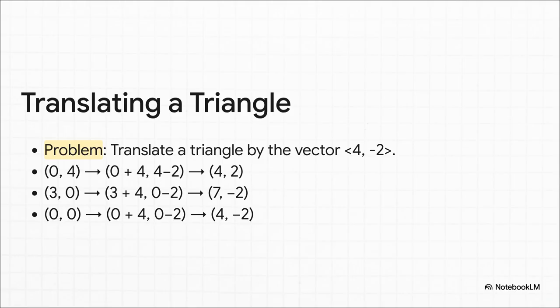So we've got this triangle, and our vector, our instruction, is 4, -2. That just means move every point 4 units to the right and 2 units down. So we take each corner one by one. The first point is 0, 4. We add 4 to the x, we subtract 2 from the y, and our new point is 4, 2. We just do that for the other 2 points, and the whole triangle slides right into its new home.